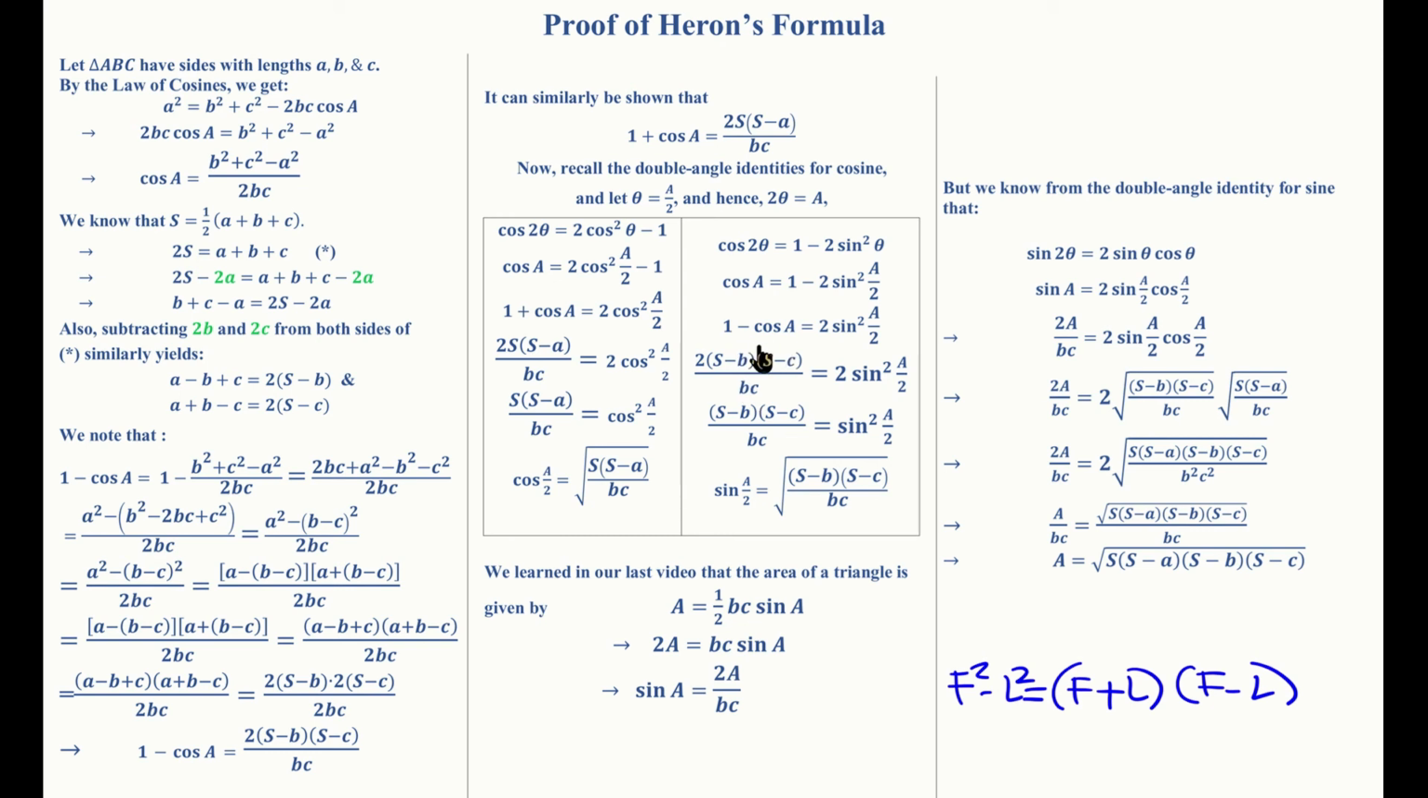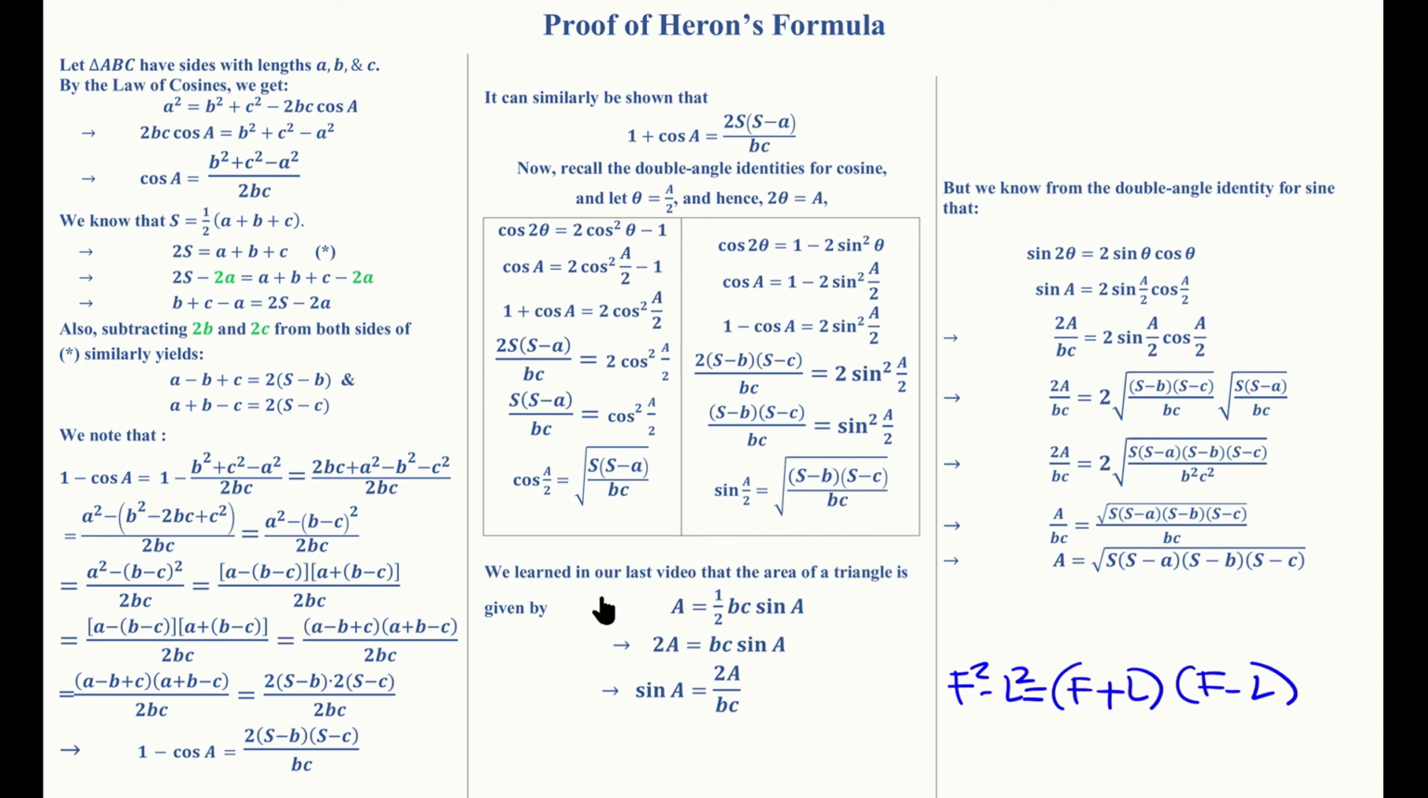So now we know 1 minus cosine a, we derived it here. So we have 2 times s minus b times s minus c over bc equals 2 sine squared a over 2. And now again we can divide off the 2's and we end up with this equation, s minus b times s minus c over bc equals sine squared a over 2. So that means sine of a over 2 is going to be the square root of s minus b times s minus c over bc.